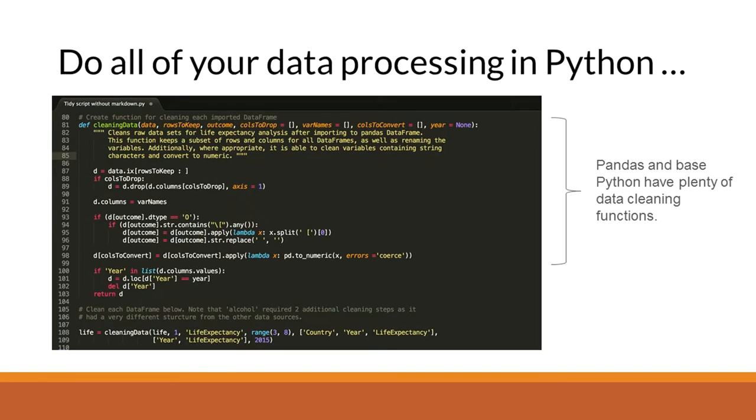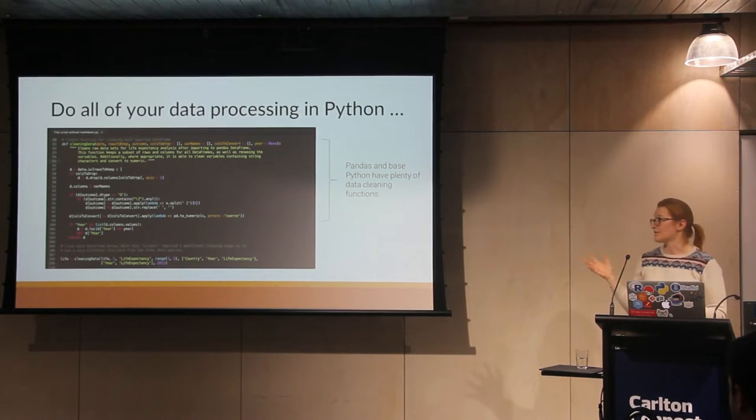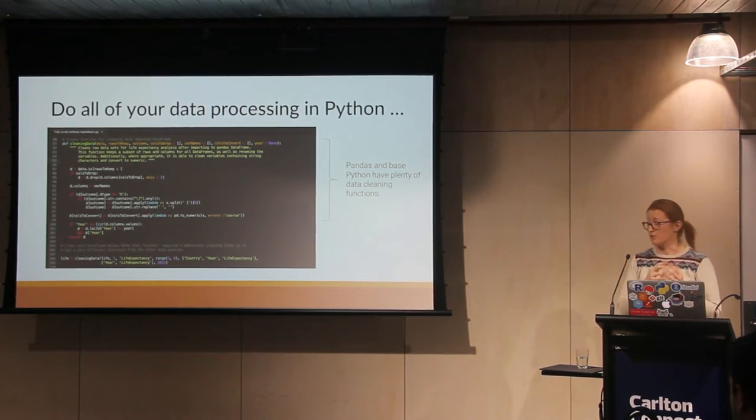So in this script, I've written a function that does the same sort of thing that I was doing by hand. It keeps a subset of rows, it keeps a subset of columns, and it also cleans up any extra characters that might be in the numeric column, eliminates them and converts it to a numeric. So it means that it's really simple next time you come back to just run that and it'll do all the manipulation for you. It also means you've got a really clear document of what you actually needed to do to get your final data set from the raw data set.